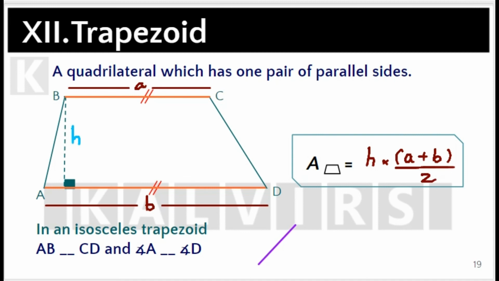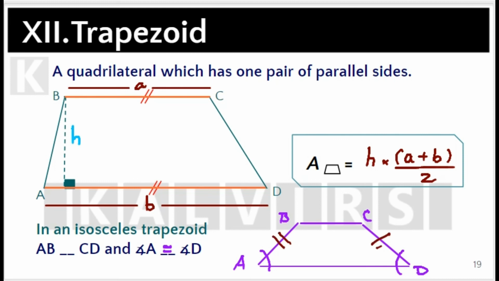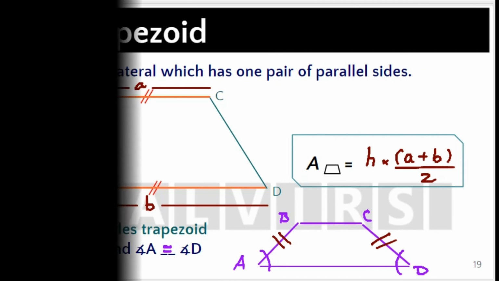Now, for an isosceles trapezoid, the base angles, in this case angle A and angle D, are equal, and therefore the left and right side lengths are also equal. Side AB is the same as side CD.